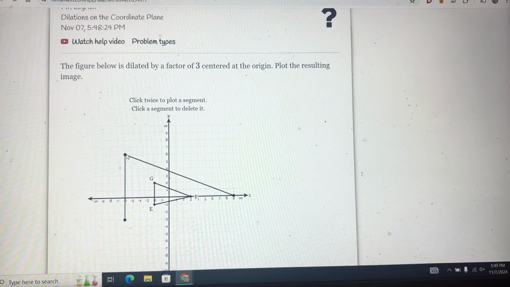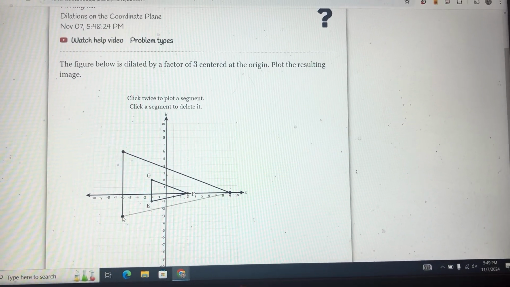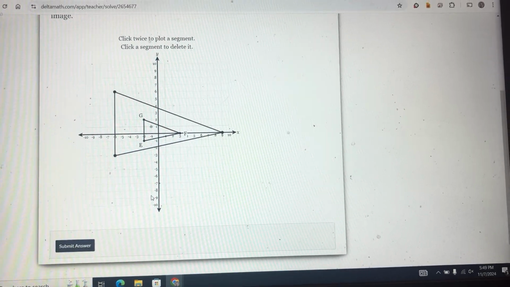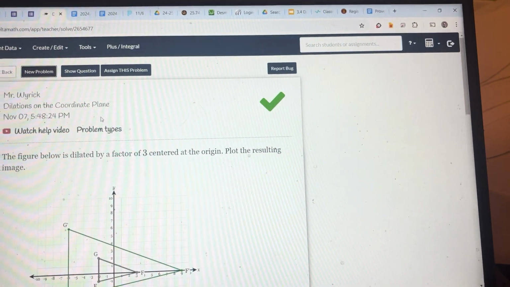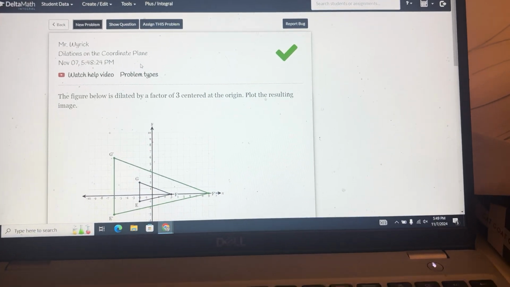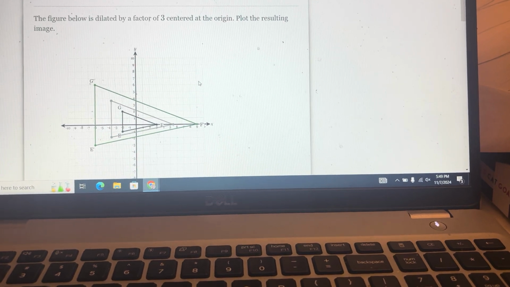Then I have all 3 of my points. I just need to connect the dots. Once I have connected the dots, I submit my answer. I say, yes, I feel good about it. There it is. And it shows it making the dilation, the transition there.